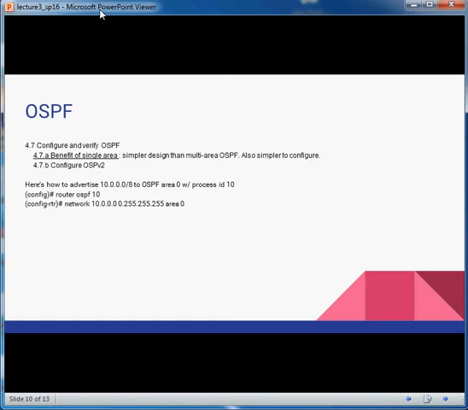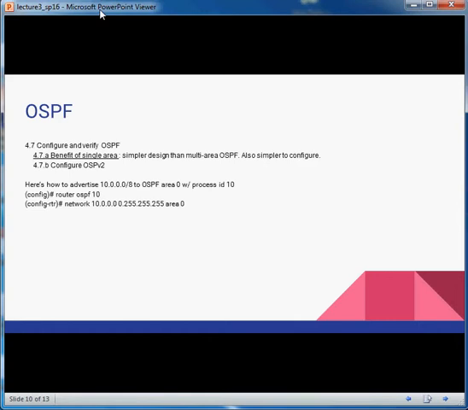Hi there. So we're going to talk about OSPF, Open Shortest Path First. This is one of the most popular routing protocols, if not the most popular. It's very widely used in today's LANs, so chances are you're very likely to run into OSPF in the real world.